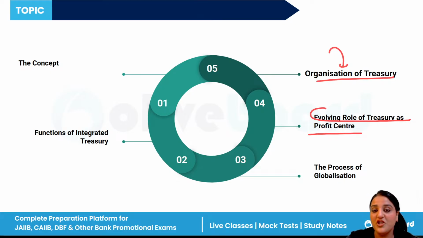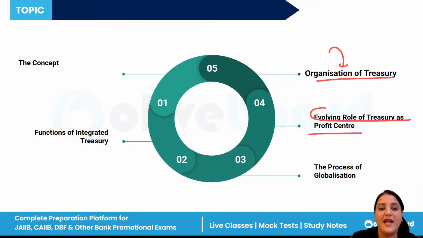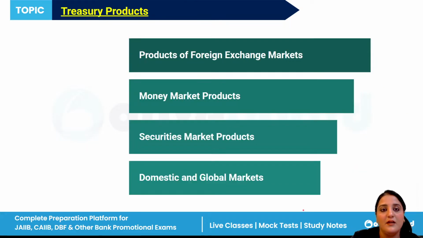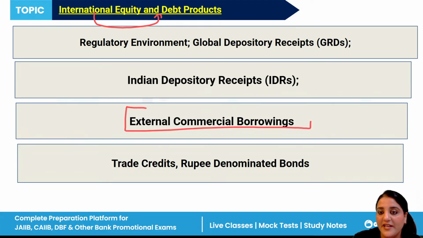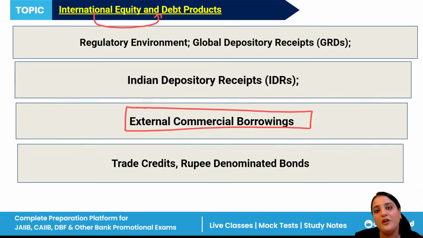Then functions of the integrated treasury and the concept. Then what are the products of the treasury: money market products, securities market products, domestic and global markets, and products of foreign exchange markets. Then international equity and debt products, in which we are going to learn about Indian Depository Receipt. And you can see some topics are in common with module A. So all four modules are interrelated, right?